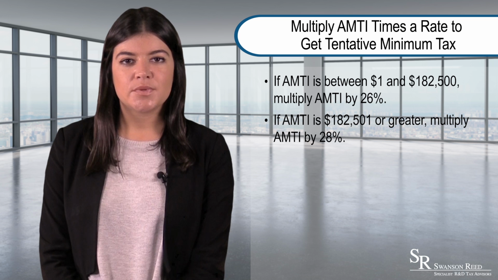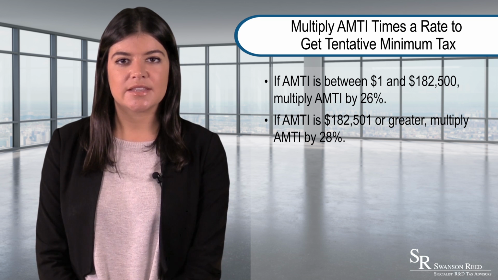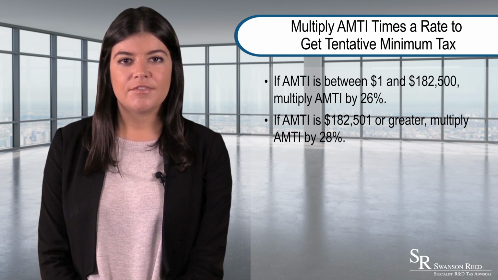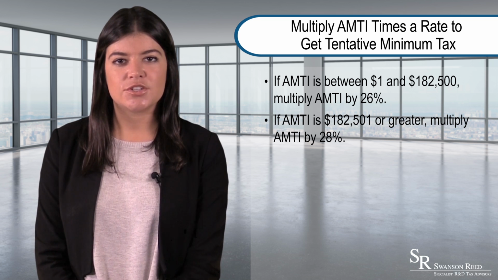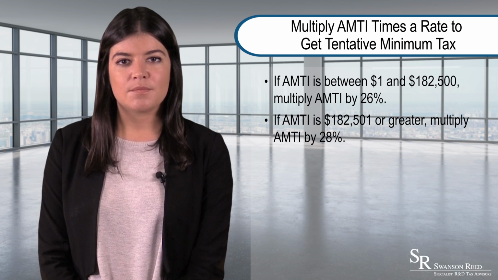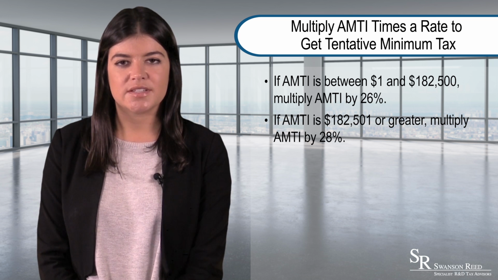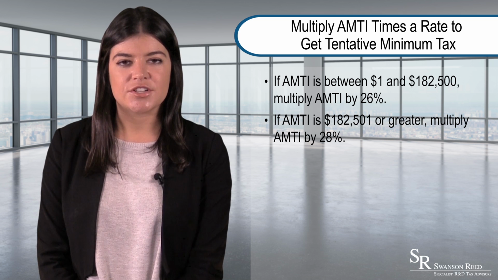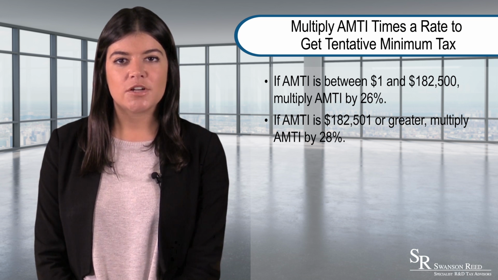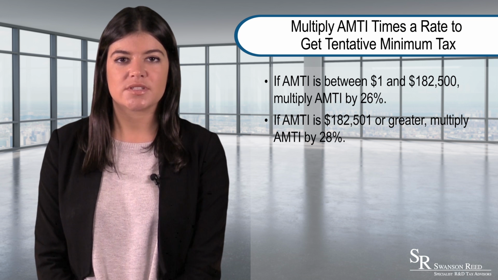Step 3 is to calculate the tentative minimum tax. Multiply AMTI times a rate to get the tentative minimum tax. If the taxpayer's AMTI is anywhere from $1 to $182,500, then multiply the AMTI times 26%. If the taxpayer's AMTI is above $182,500, multiply the AMTI times 28%.